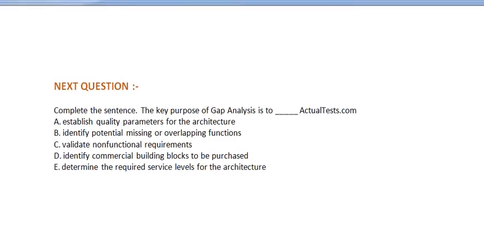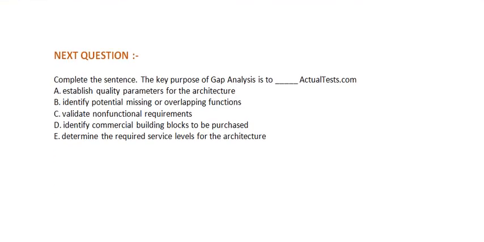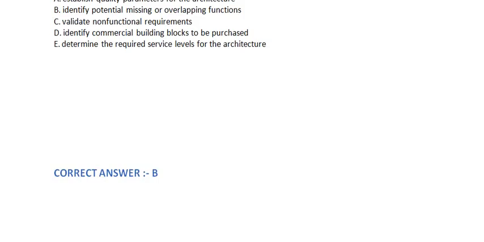Next question is, complete the sentence. The key purpose of gap analysis is to dash. Option A, establish quality parameters for the architecture. Option B, identify potential missing or overlapping functions. Option C, validate non-functional requirements. Option D, identify commercial building block to be purchased. And option E, determine the required service levels for the architecture. The correct answer is option B.